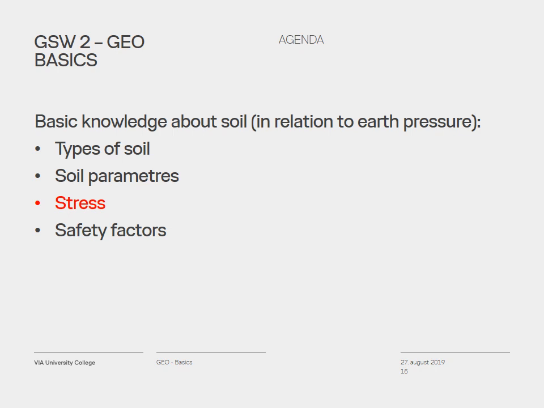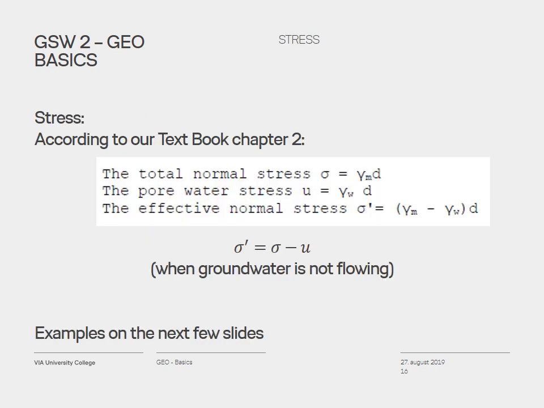Now on to stress, which is very much related to earth pressure, which is a big part of the fourth semester course. So let's talk a little bit about stress. The textbook, chapter 2, has some definitions about stress. When there's no flowing groundwater, meaning that the groundwater is standing still, we talk about the total stress, the pore water stress, and the effective stress. This should be known by you, but we have some examples on the next few slides.